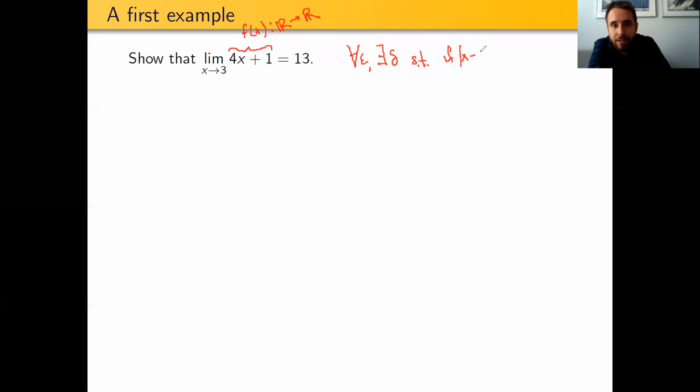absolute value of x minus p is less than delta, so in this case that's x minus 3 is less than delta, then we can conclude that absolute value of f of x minus L is less than epsilon. Just sort of squeezed that in there on the side. Okay, so that is our goal. That's what we're trying to show.